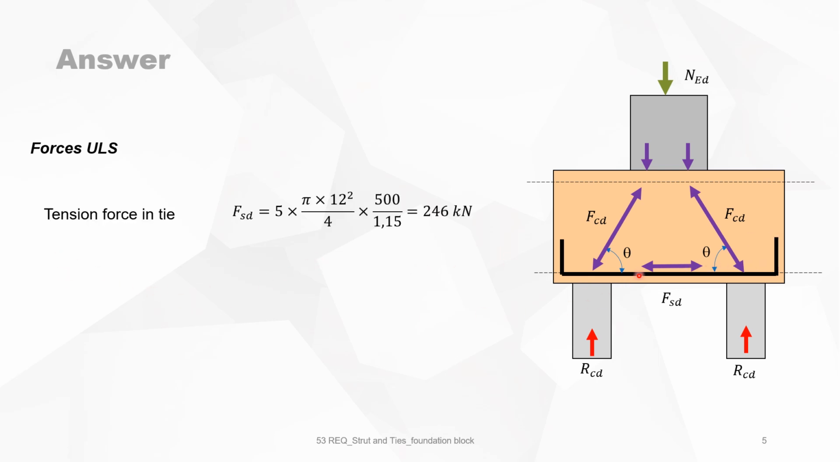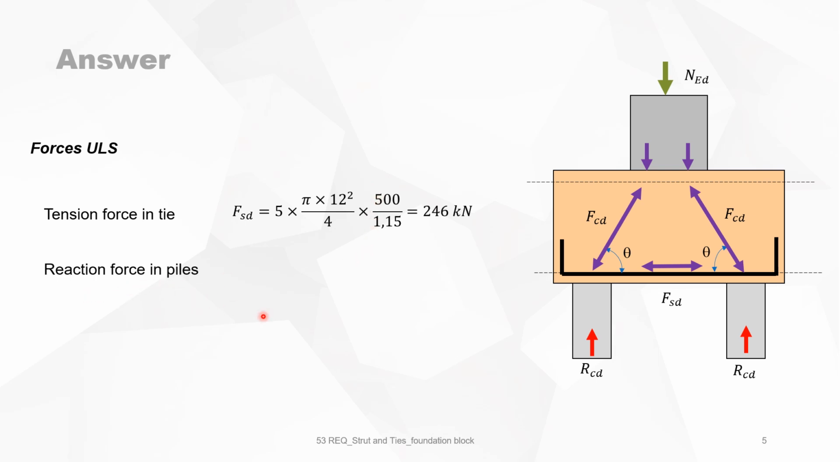Tension force in this tie is 5 diameter 12, so this is 5 times the area of diameter 12 times the yield strength. Gives you 246 kilonewton because working in ULS. So the yield strength is 435.